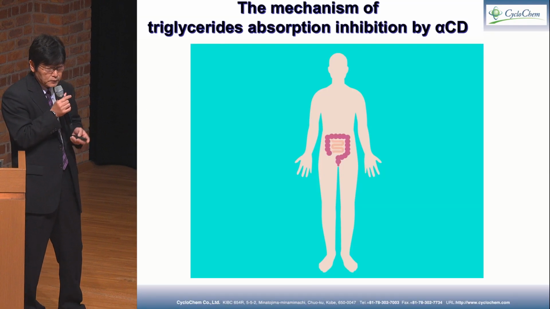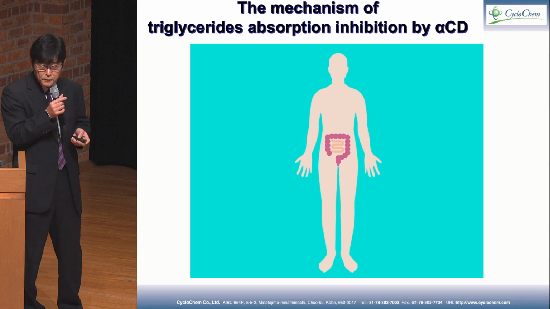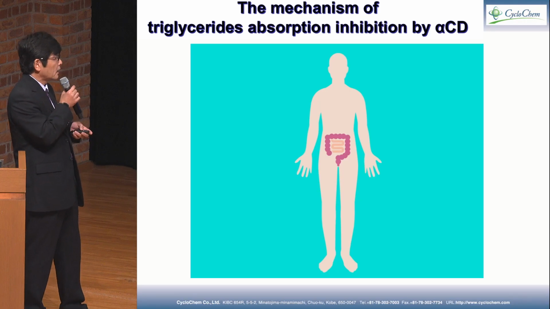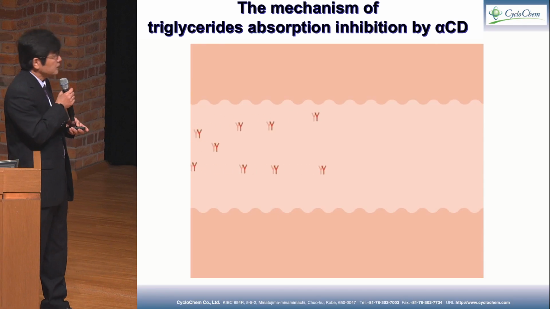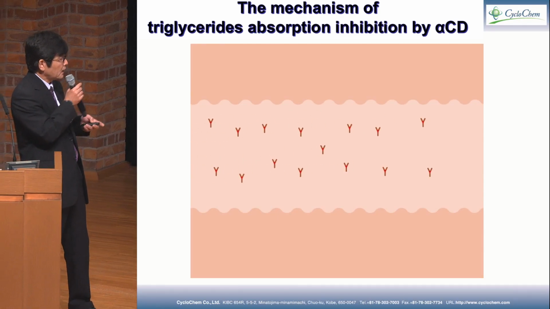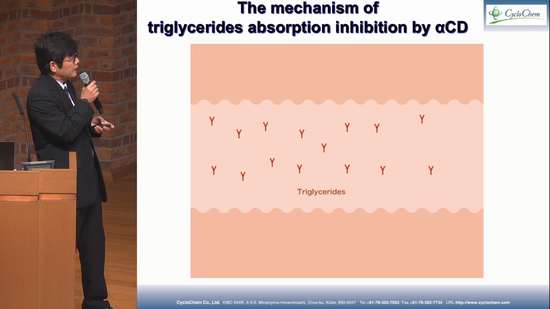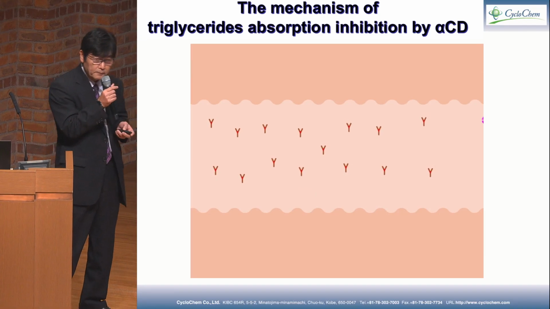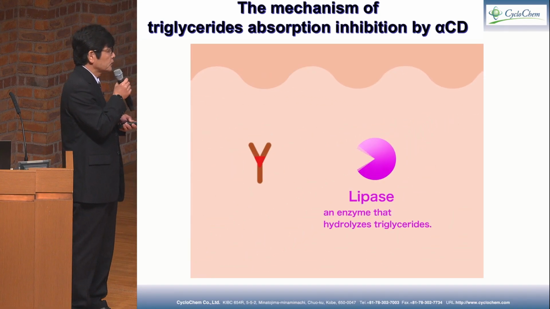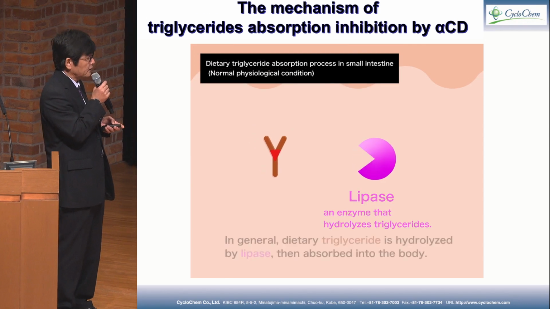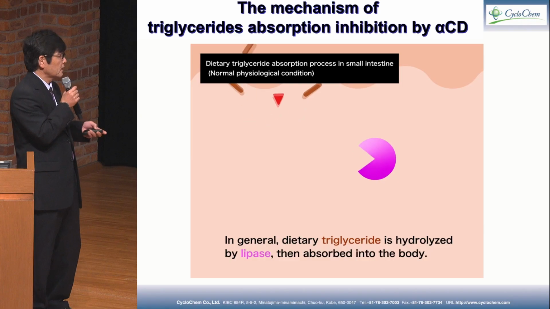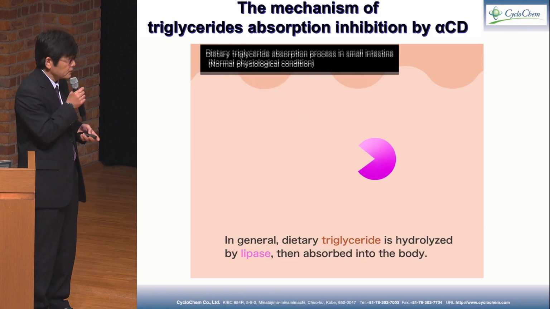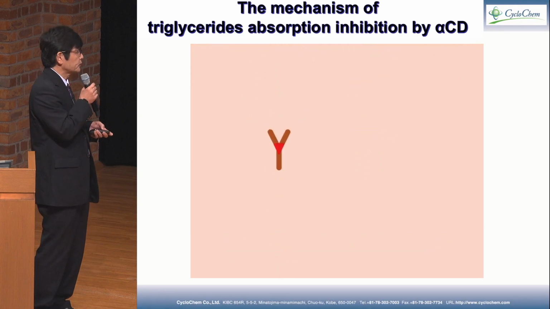Again, I want to use just a video for a brief explanation here. In the small intestine, triglyceride is entering, and usually a lipase is available to hydrolyze the triglyceride, and the hydrolyzed fatty acid is solubilized into the body. This is the normal absorption way.